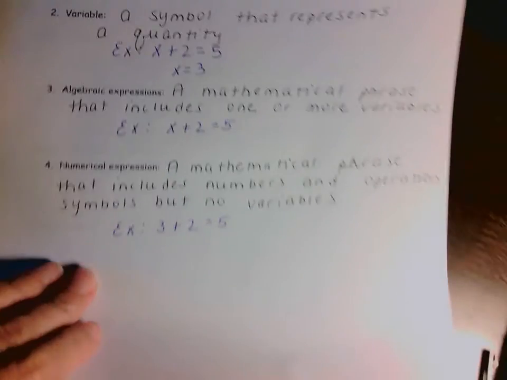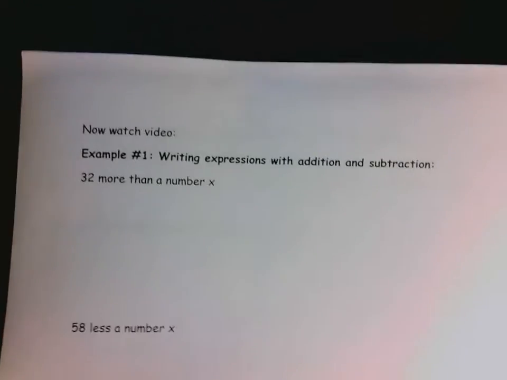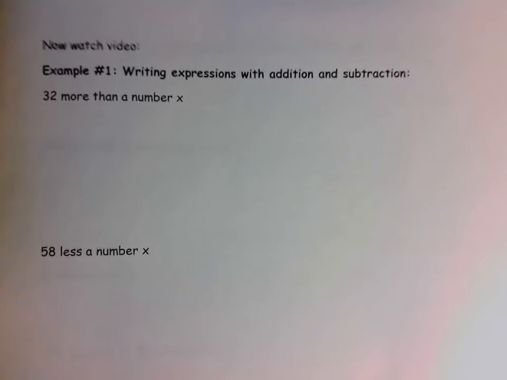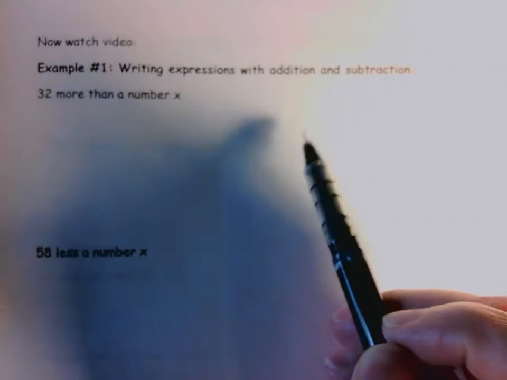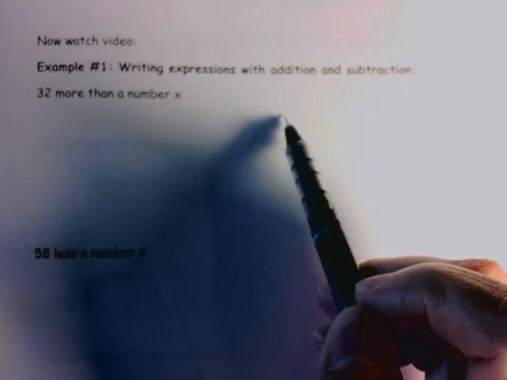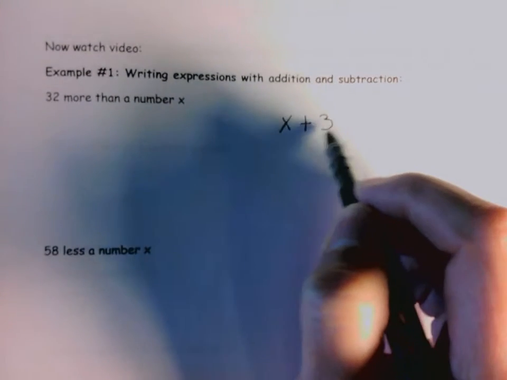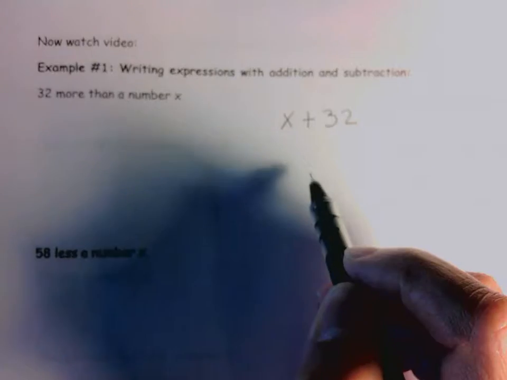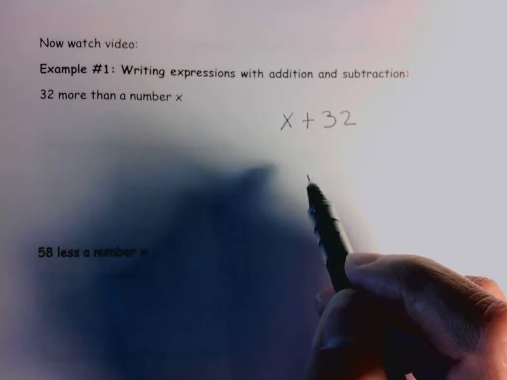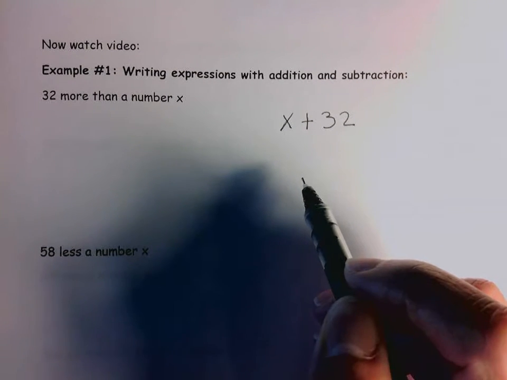So let's go over example number 1. Writing expressions with addition and subtraction. The first example, 32 more than a number x. So I have x. And now I have 32 more than that. 32 more than a number x. I have x and now I have 32 more than that.